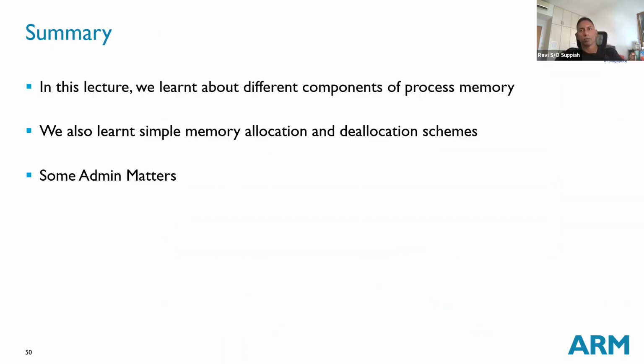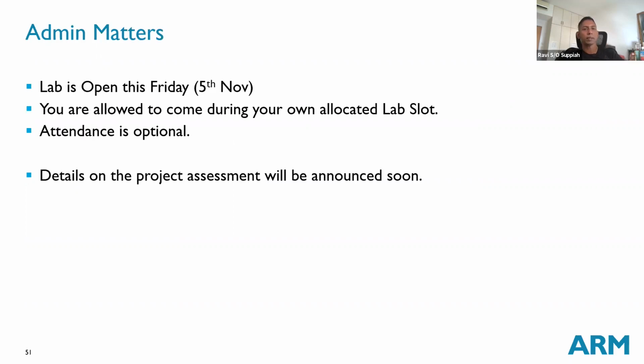So that brings us to the end of this lecture where we talked about memory allocation and deallocation, and how the OS manages it, and, in the first part, how the compiler and the linker work together to allocate memory based on our code.